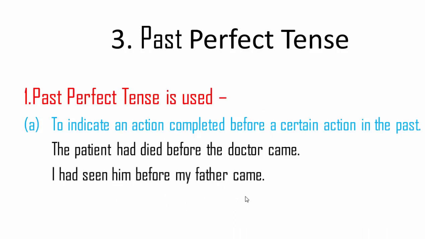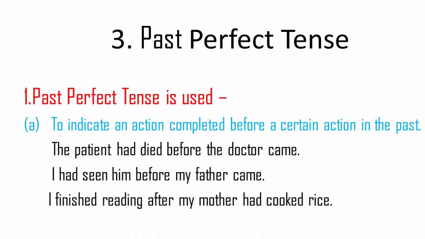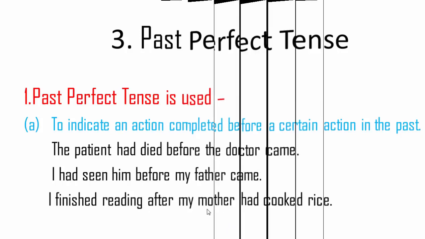Next, I had seen him before my father came. This is the example of past perfect tense. I finished reading after my mother had cooked. At first, my mother cooked rice. After then, I finished reading. This is the example of past perfect tense.